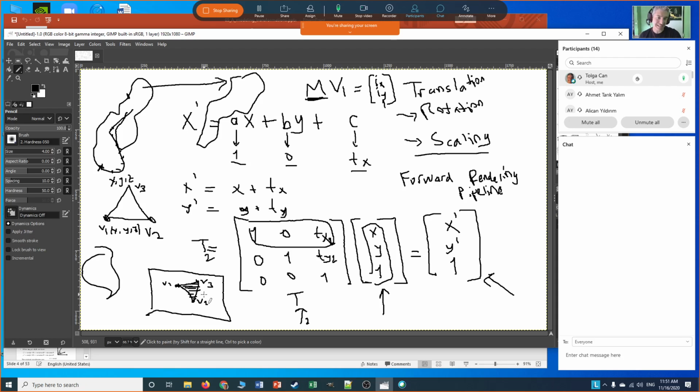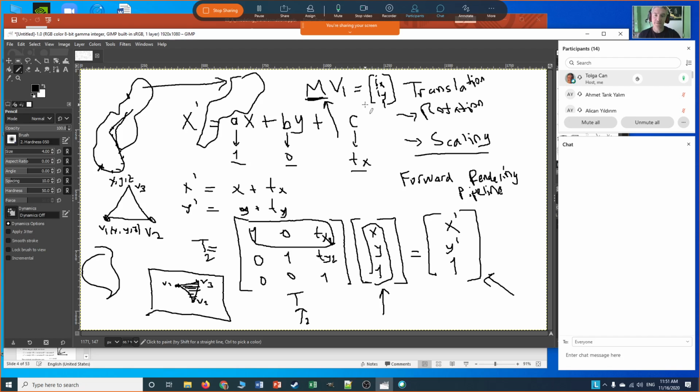But what I'm telling is that in the next couple of weeks, we will see how to compute this M matrix, okay? This M matrix is going to contain modeling transformations, camera transformations, and projection transformation. It will contain 3 separate parts.